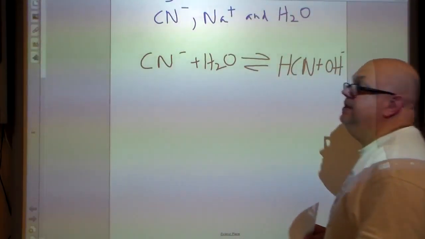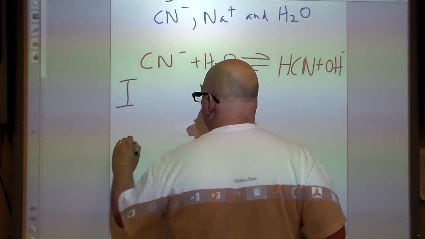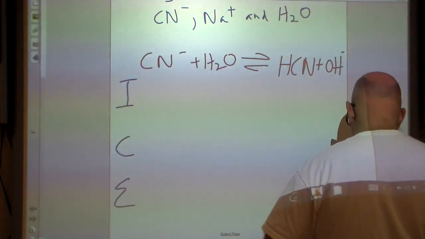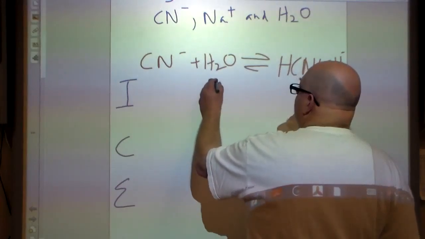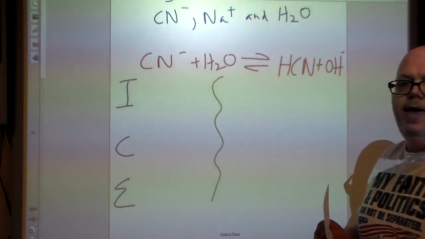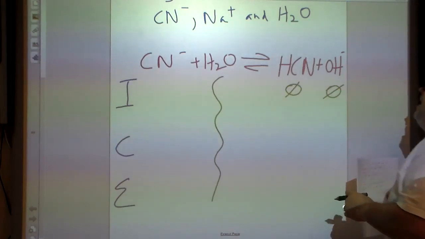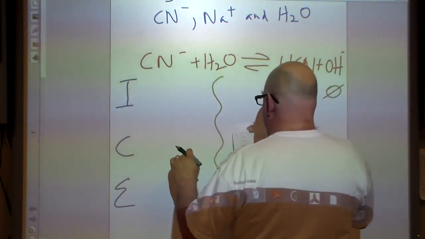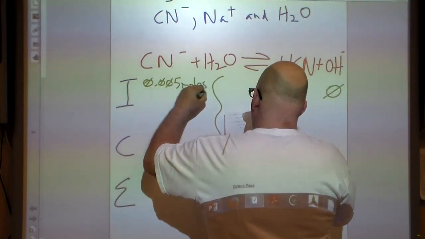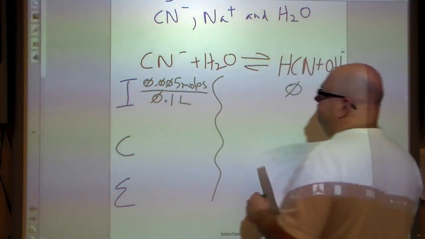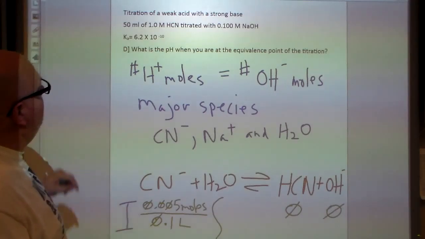If we look here, we need to do the ice table now. We need to do the ice table. So we're going to go with our initial, our change, and our equilibrium, I'm sorry. So, okay, well, what do we know? There's some initial. We have CN minus plus H2O. Now, the H2O isn't going to play a role in this whole thing. But we start out with zero amounts of HCN and the OH. We start out with zero amounts. Here, though, we're going to have 0.005 moles over 0.1 liter. Okay? You'd say, wait a minute. Where are you getting this?